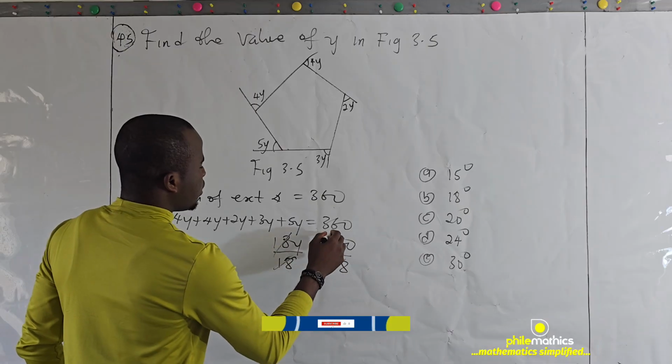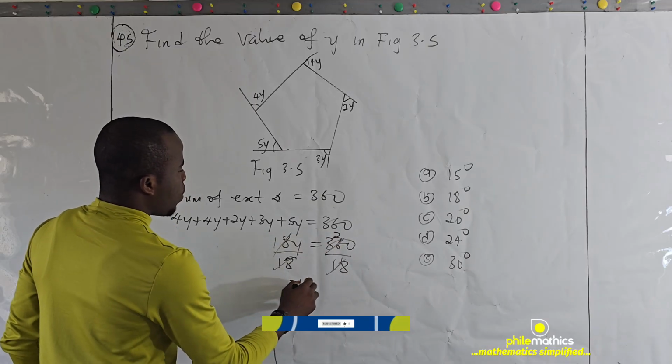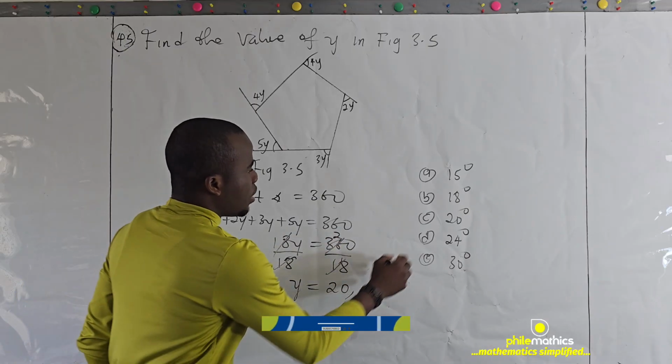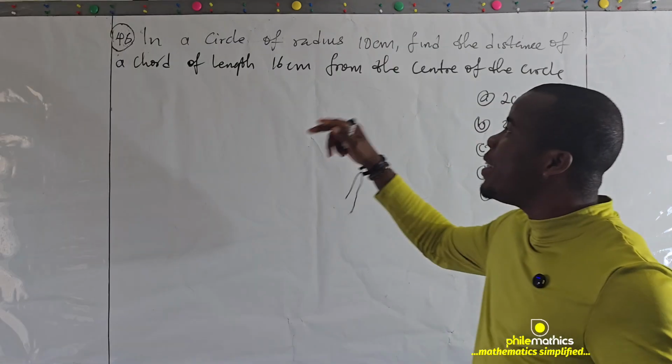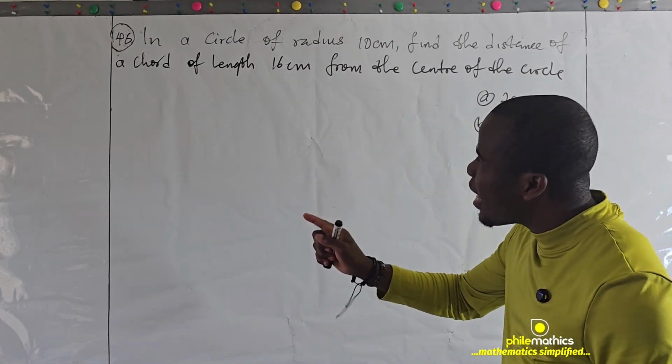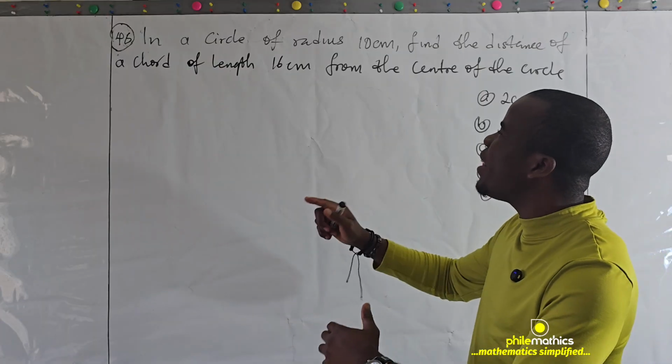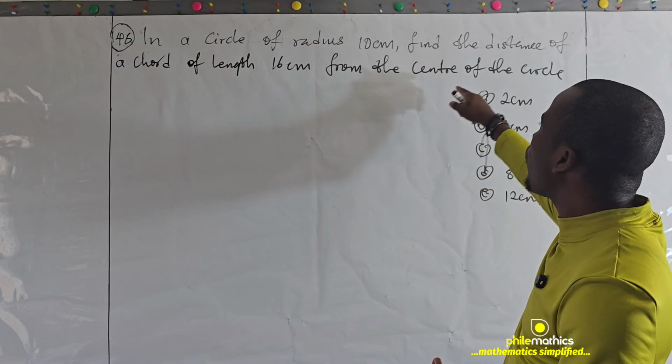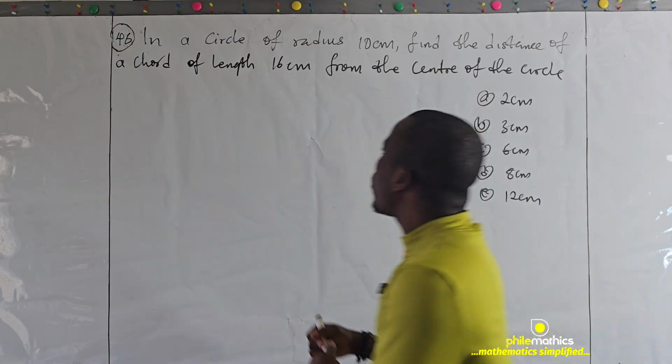So 18 into 36 is 2. So y is obviously 20. That is C. In a circle of radius 10 cm, find the distance of a chord of length 16 cm from the center of the circle.